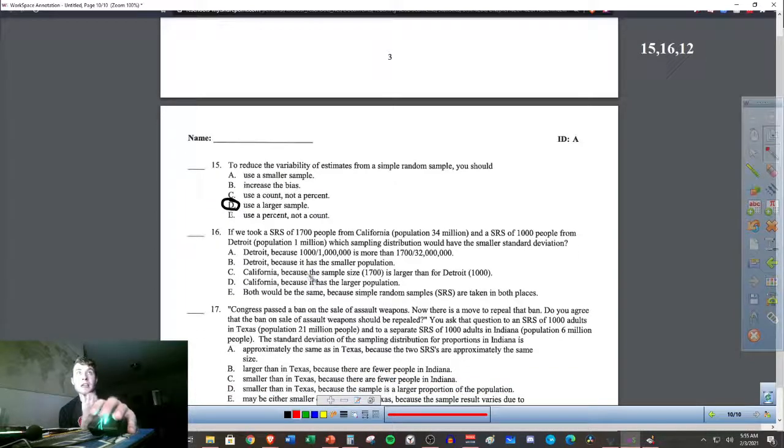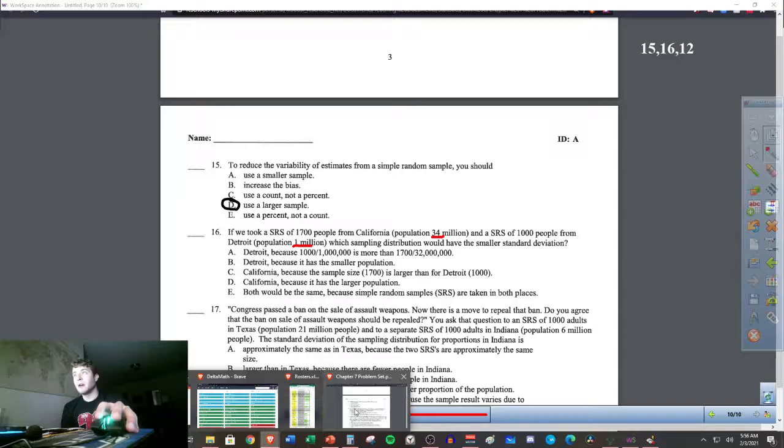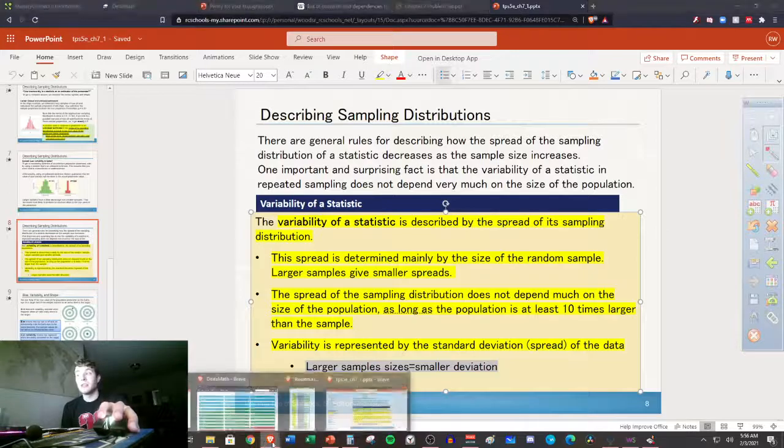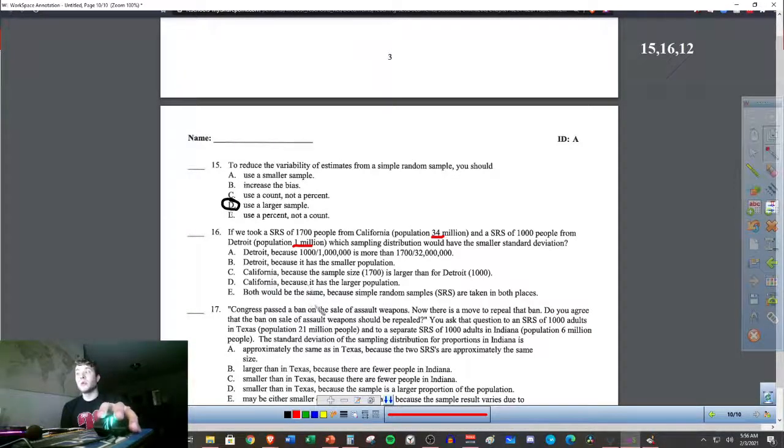So it says if we took an SRS of 1,700 people from California that has a population of 34 million, an SRS of 1,000 people from Detroit, population 1 million, which sampling distribution would have a smaller standard deviation? Okay, so this problem tries to intimidate you with the population size, but if we go back to our description here, it says the spread of the sampling distribution does not depend much on the size of the population as long as the population is at least 10 times larger than the sample. So we're still going off this rule that larger samples give smaller spread, or larger samples mean smaller standard deviation. Okay? So with that in mind, the best choice on here is C because California has a larger sample size. All right? It doesn't have anything to do with population size in this case. Okay? It's all about the sample size that reduces spread.